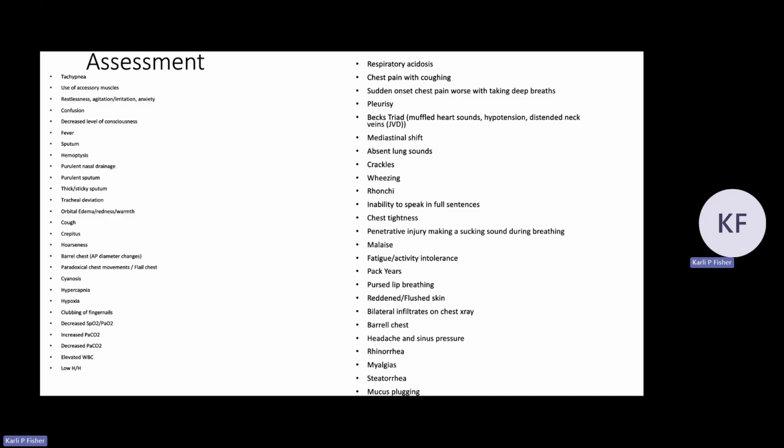So Beck's triad is something that you get with like cardiac tamponades. So we'll get into that a little more later, but Beck's triad is going to cause that muffled heart sound, hypotension, distended neck veins, like the JVD. So be aware of that. So that mediastinal shift is that tracheal deviation going off of the mediastinal. Like we said, it shifts usually to the unaffected side. Absent lung sounds, obviously that's bad. If we got absent lung sounds, we're not moving air into that lung, something's blocked, it's collapsed, whatever that may be.